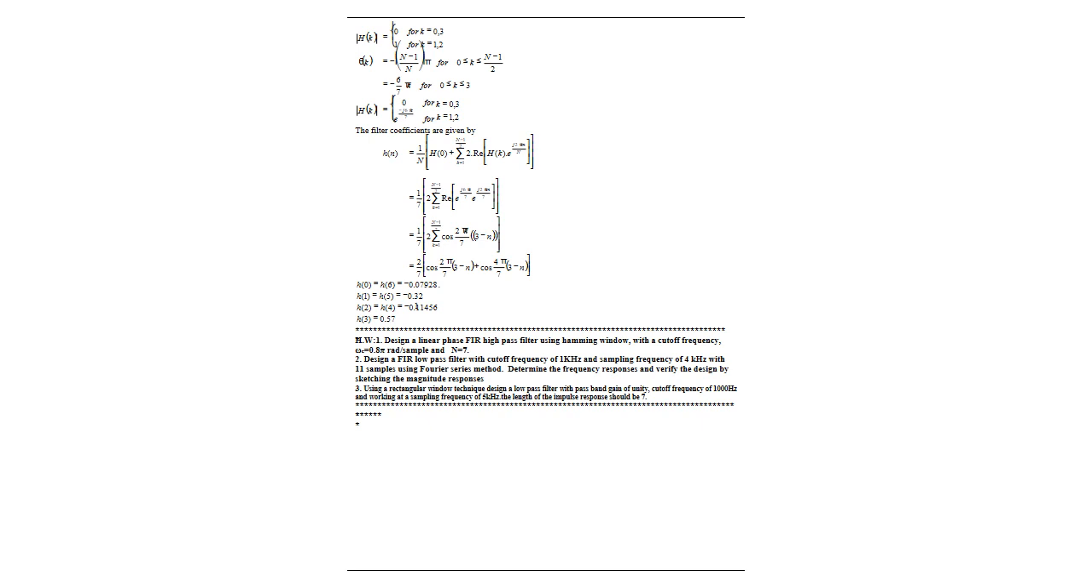So the filter coefficients are given by h of n is equal to 1 by N, h of 0 plus summation k equal to 1 to n minus 1 by 2 into 2 real part of h of k e to the power of j 2 pi k n by N. So that is 1 by 7 into 2 into summation k equal to 1 to n minus 1 by 2 real part of e to the power of minus j 6 pi k by 7 into e to the power of j 2 pi k n by 7.